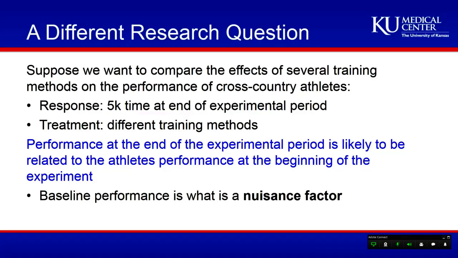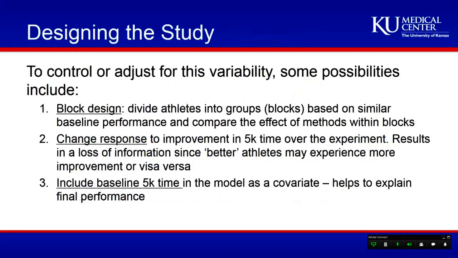Their performance at the beginning might also be predictive of changes in performance. So you could get individuals who have a lot of room to grow, who grow more than individuals who are already really good at baseline. That's what's called a ceiling effect. So when you have a nuisance factor, like in this case, athletes' performance prior to actually doing this study, it's probably predictive of their performance at the end of the study in some way. That's a nuisance factor. We want to be able to account for that when we compare the different training methods.